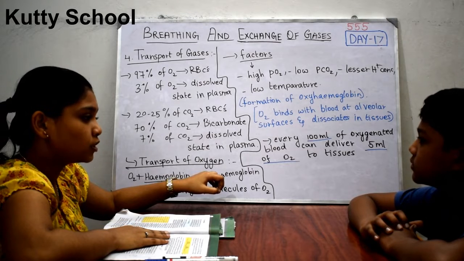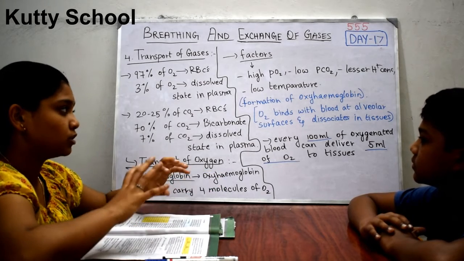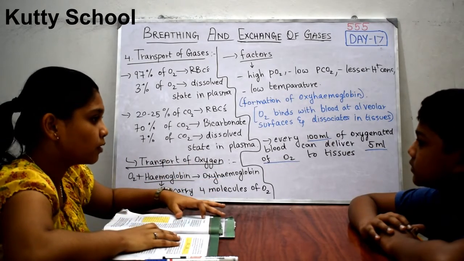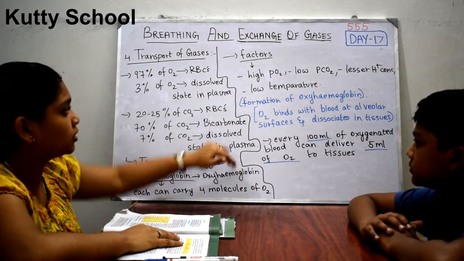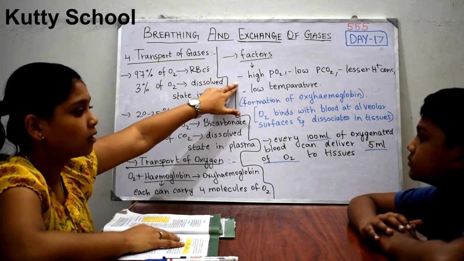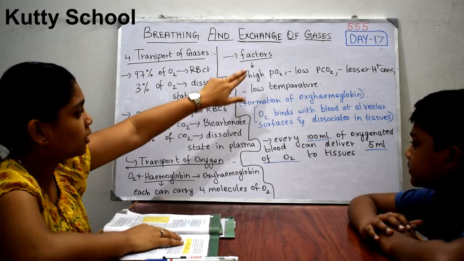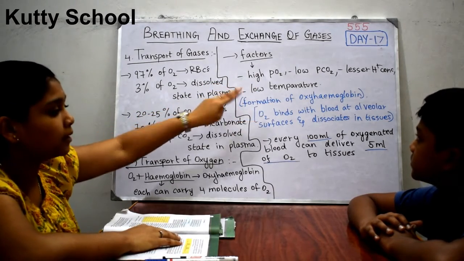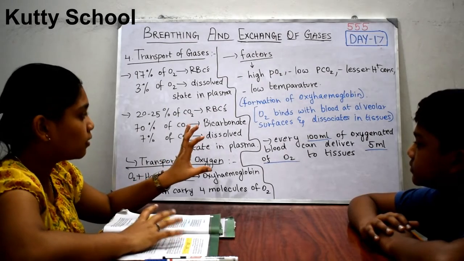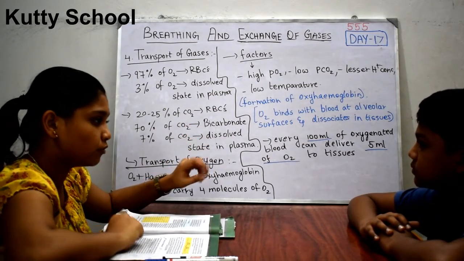Dissociation of oxyhemoglobin is nothing but oxygen being released from hemoglobin. Dissociation of oxyhemoglobin is favored by the opposite characters, that is, low partial pressure of oxygen, high partial pressure of carbon dioxide, high H+ concentration and high temperature.